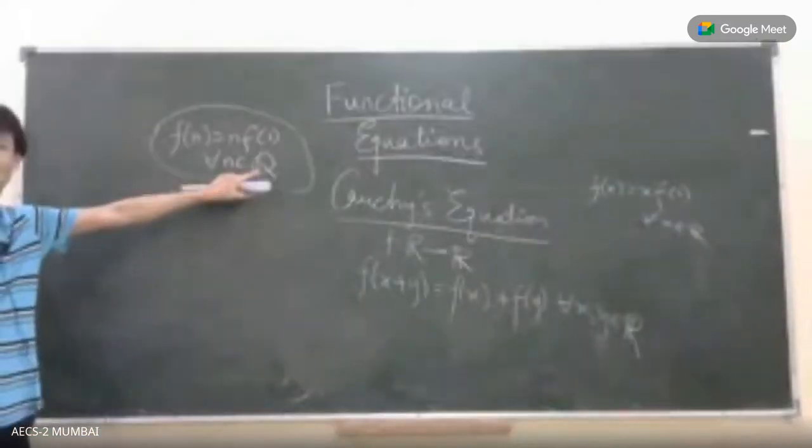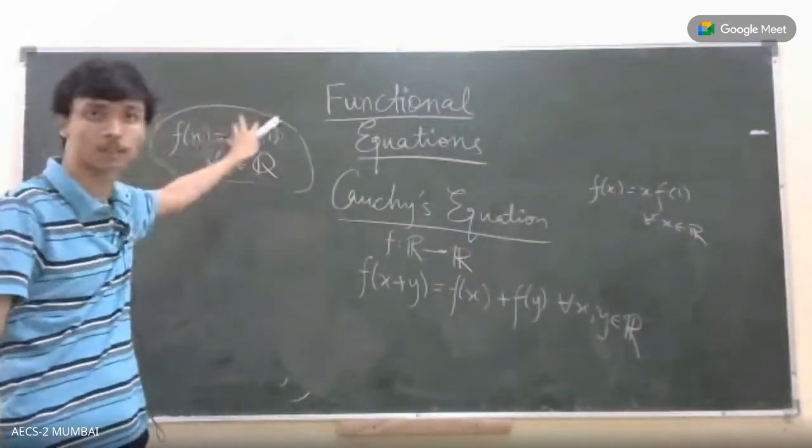All of you know this symbol, right? It stands for rational numbers. For all rational numbers, you have this.